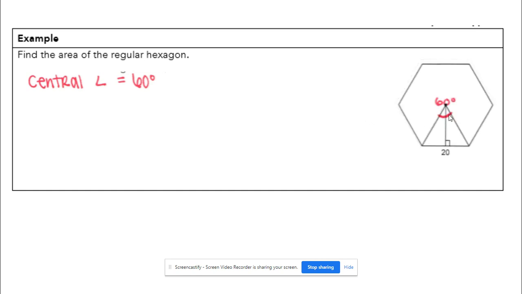If this angle is 60 degrees, and the altitude is bisecting it, we've got a 30-degree angle on one side of the altitude and a 30-degree angle on the other side. We've now got a 30, 60, 90-degree triangle. The formula says that we need to know the length of the apothem and we need to know the perimeter.